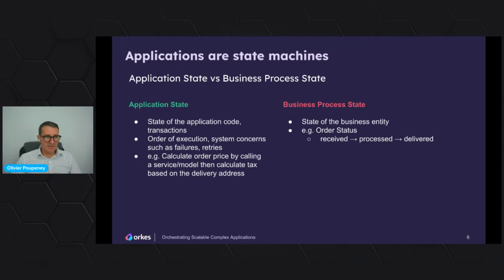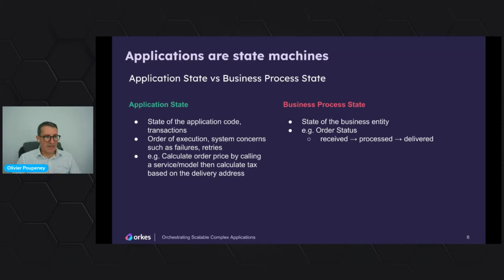Applications today are state machines. We can consider they are state machines. And I would like here to make a difference between application state and a business process state. What we call an application state is the state of the application code when each line is executed. The order of execution of the components that are made in your application is also part of the application state. And some system concerns like failures and retries, this is something that should be implemented today to maintain your application state.